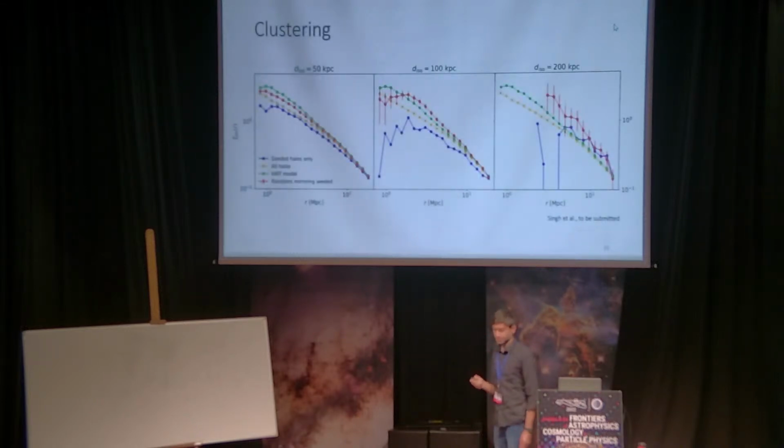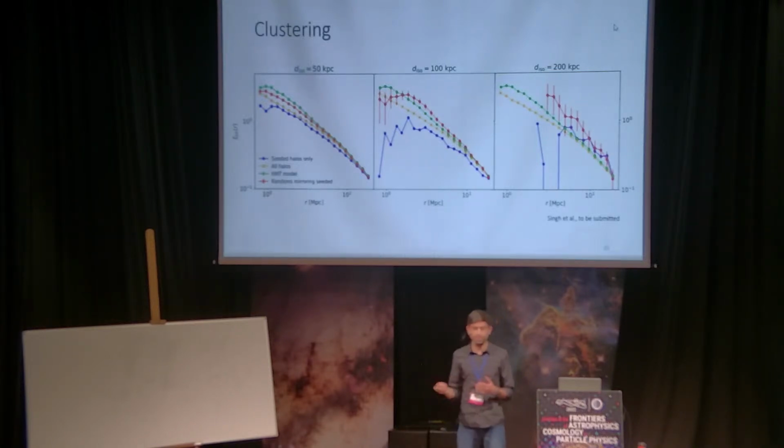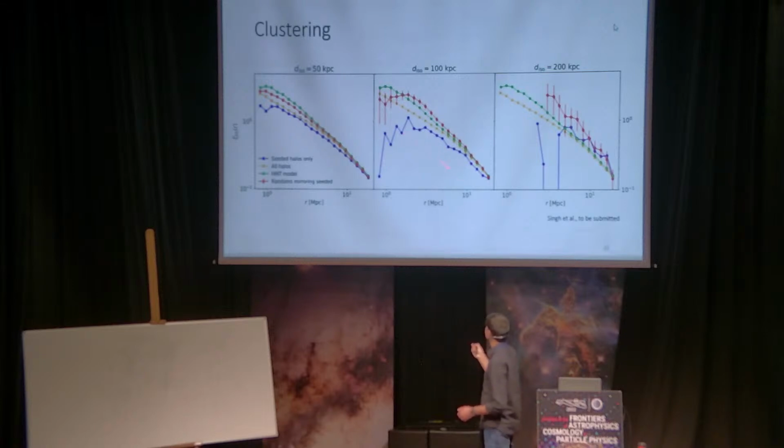We can also take a look at the clustering. Since there's not enough time, I can just tell you that all the seeded halos show lower clustering compared to all the halos which have the same mass or number distribution, which could be a potentially observable signal. Here the blue line corresponds to the seeded halos, and the red one corresponds to halos with the same mass and number density, and it's always lower.